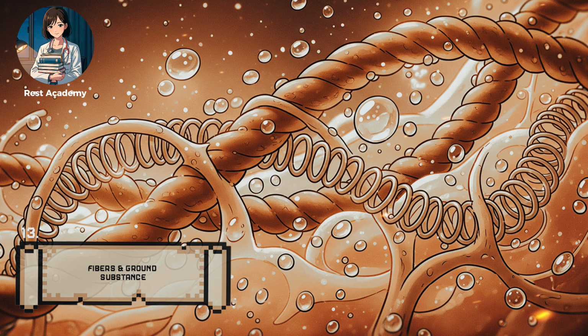Adipose tissue exists in two main forms. White fat is the dominant energy store, appearing as large, pale, round cells with peripheral nuclei. Brown fat, less common in adults, contains smaller, multilocular cells with dense mitochondria. Histologically, fat cells appear as empty rings due to lipid loss during processing.